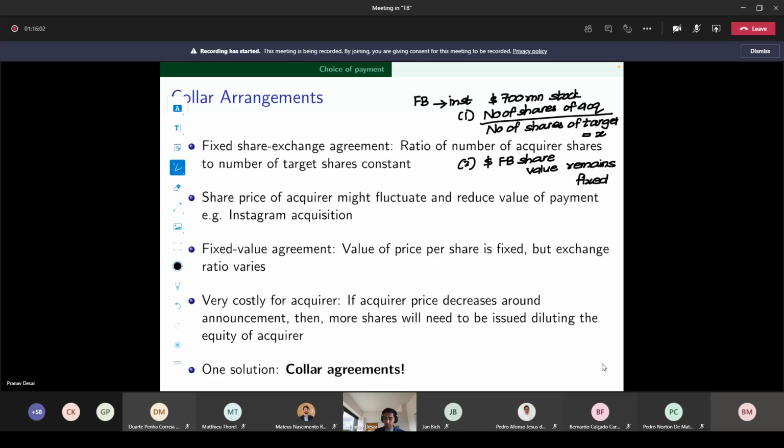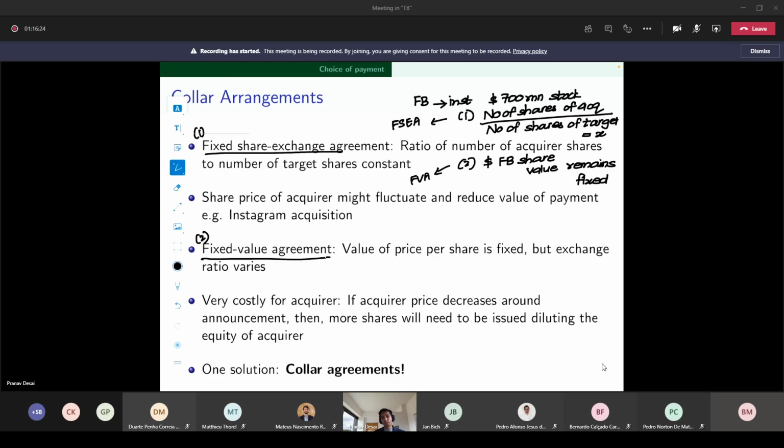So the first one is a fixed share agreement. I'm just using these short forms here because I don't have enough space to write. And the second one is this fixed value agreement. So that's fixed value agreement, fixed share agreement. I'm just using abbreviations, but you get the idea.